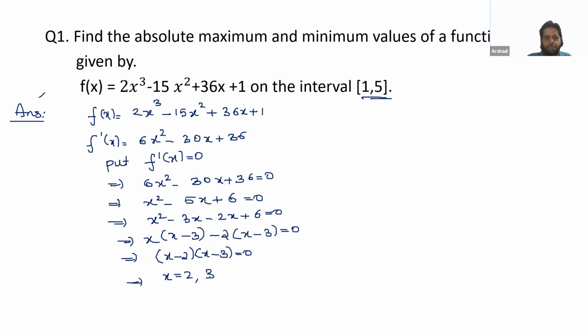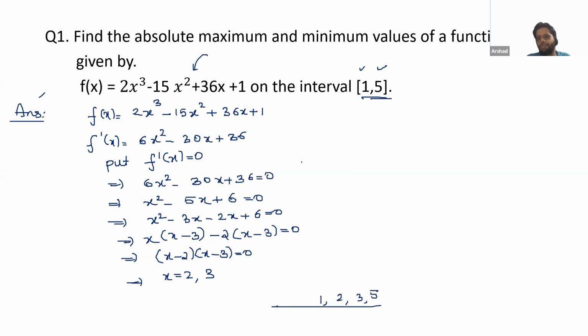Okay, so where you have made the mistake, Fahad? Okay, Fahad. So you get these two critical points and the endpoints are 1 and 5. So you need to put these values in the function, not in the derivative. Okay, so you have 1, you have 2, you have 3, you have 5.